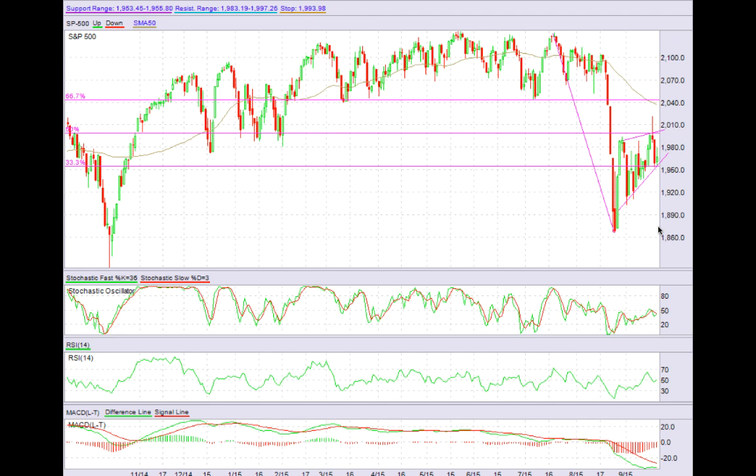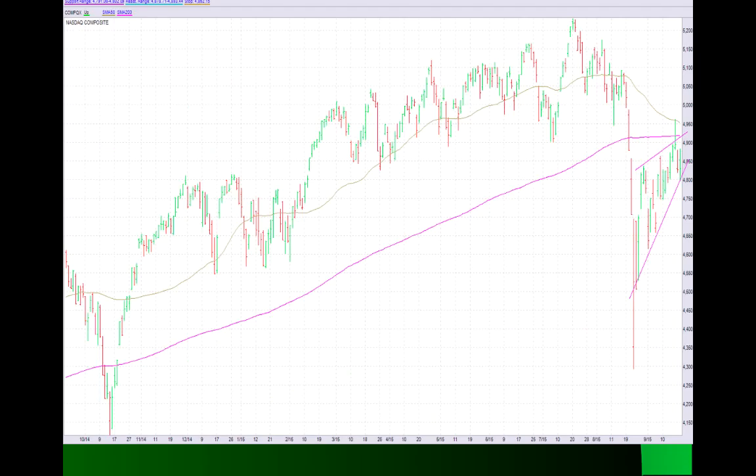That's probably continuing. You're showing that we're going to go lower. Here's the Nasdaq. It looks similar. Here's the rising wedge.